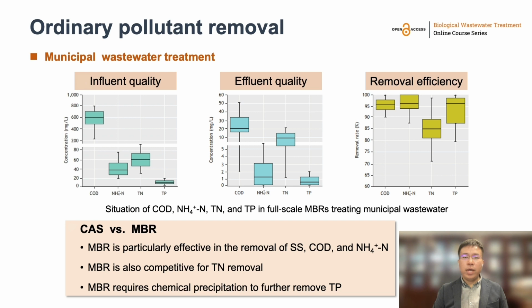Compared with conventional activated sludge processes, MBR is particularly effective in the removal of SS, COD, and ammonia nitrogen. As for biological nutrient removal, MBR is also competitive for total nitrogen removal. But for total phosphorus, chemical precipitation is sometimes required to assist in further removal of total phosphorus. Overall, we can see that the MBR process is extremely suitable for municipal wastewater treatment.